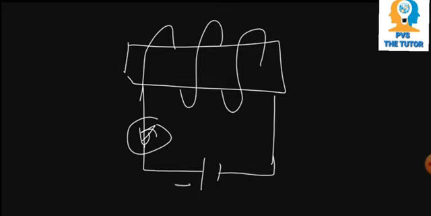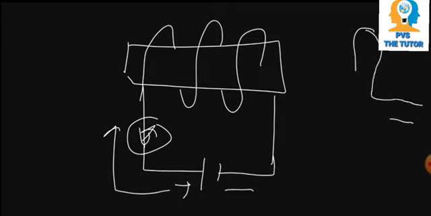So if this is positive, for example, and this is negative, current will always move from positive going to the negative terminal. So the same way current is flowing from the positive terminal to the negative terminal, this will enable us to determine the poles of this magnet. Now we are going to do this with the help of the right hand grip rule. The right hand grip rule is a rule that is going to help us identify the direction of current as well as the poles.